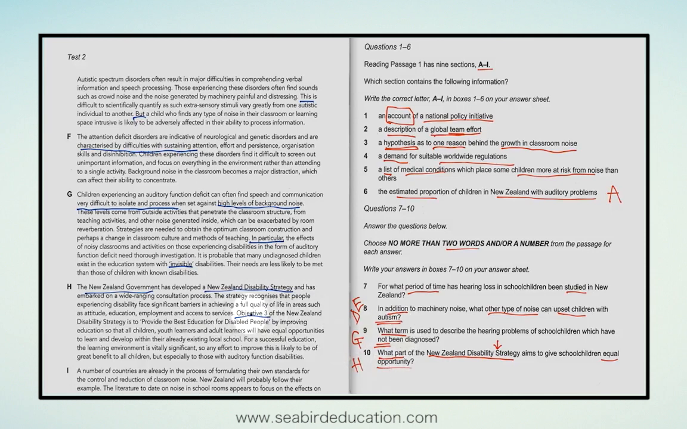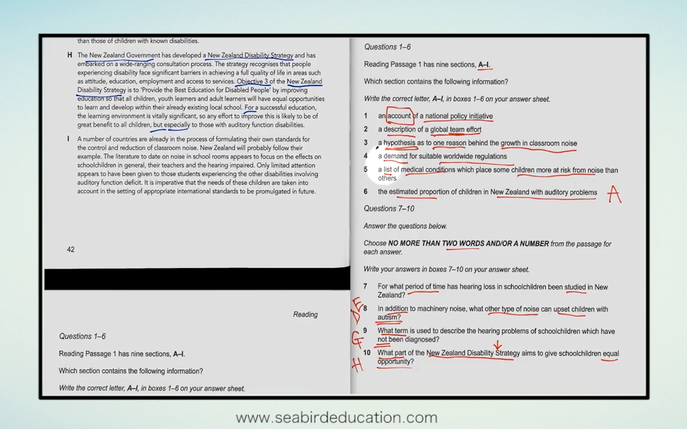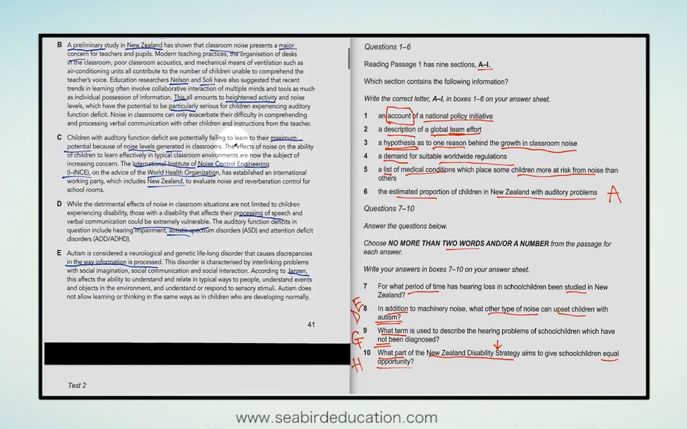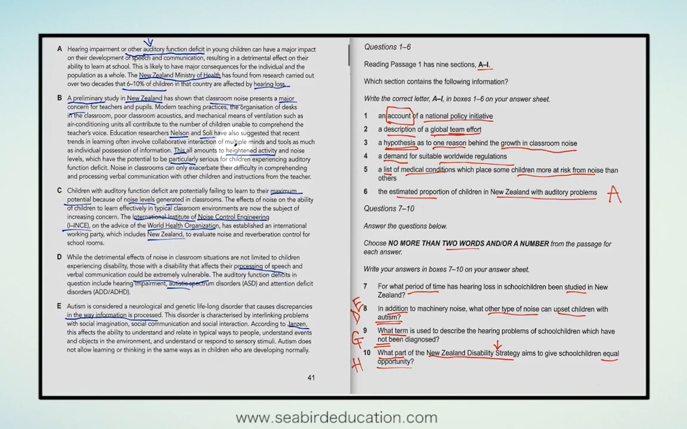What term? So it's an interesting name here. That's a hedge phrase. But especially, okay. Let's go down a little bit more. In the process of formulating their own standards for control and reduction standards. Okay. It is imperative that is a hedge phrase. Okay, so it's a bit trickier than normal. Let's see. An account of national policy initiative.